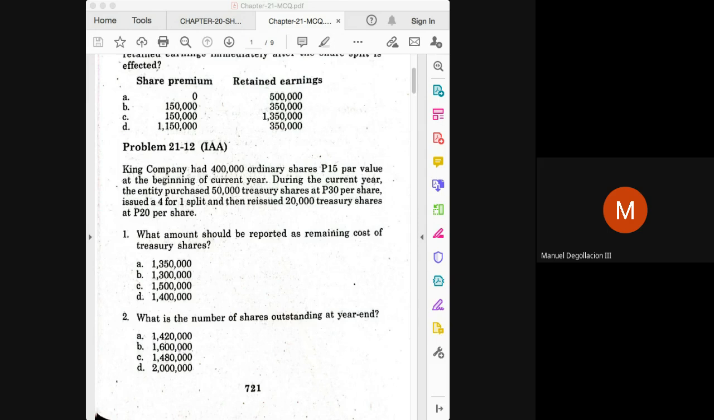Okay. There are, of course, a lot of variations in how to solve the 1,350,000. You could try 1,500,000 multiplied by 180,000 divided by 200,000. You would still arrive at 1,350,000. Okay. So takeaway for problem 21-12, please do not think that treasury shares will not be affected by a stock split. Okay. And another takeaway is on the computation of your outstanding shares. Our simple computation would be issued minus treasury shares.